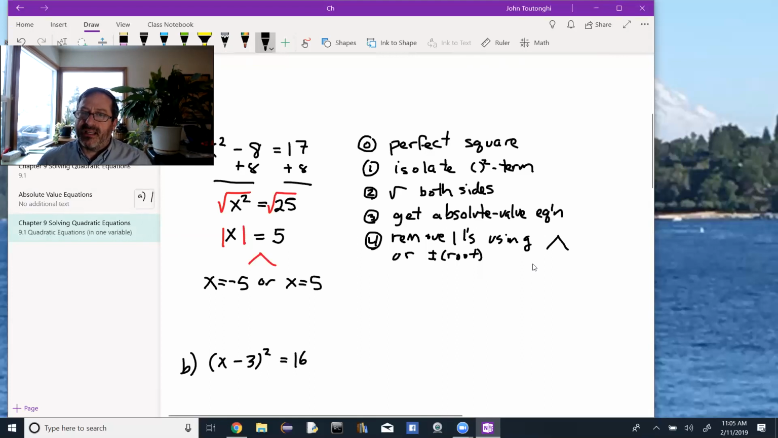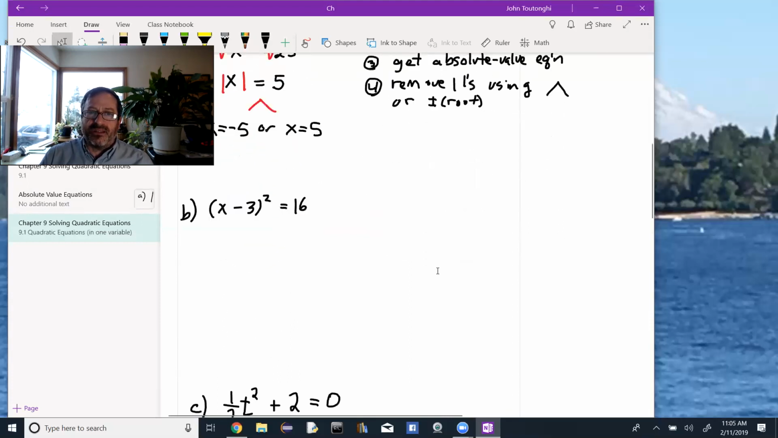So again, in the process, first recognize it's a perfect square. Then isolate the squared term, square root both sides. When we square root both sides, we introduce an absolute value equation. We have to remove those absolute values, either branching it out into two solutions or using the plus or minus when you have a root, and then you solve the resulting equation.